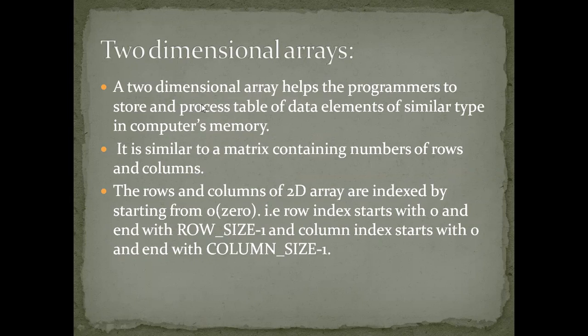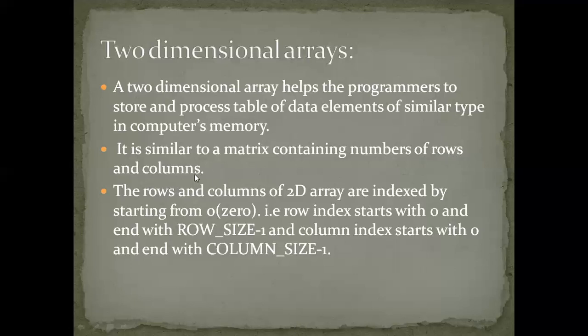A two-dimensional array helps the programmers to store and process table of data elements of similar type in a computer's memory. So I told you in the last class that we are talking about the data elements of similar data type. This is the definition of the array. So in two-dimensional array also we are going to consider the data elements of the similar type. It is similar to a matrix containing the numbers of rows and columns. Matrix, what it contains? It contains rows and columns.